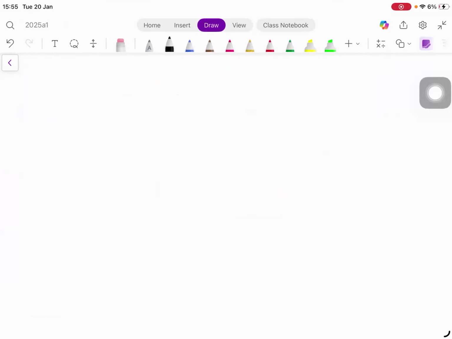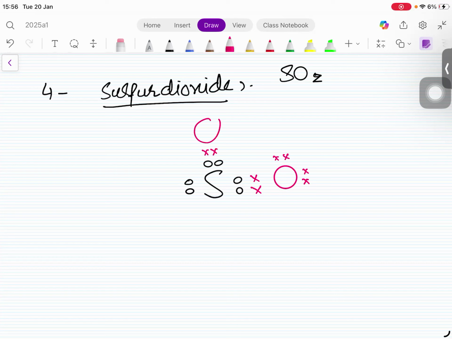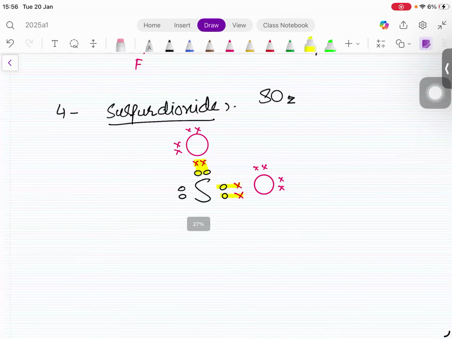So one oxygen comes. It has to share 2 electrons. Another oxygen comes. It has to share 2 electrons. This becomes sulfur dioxide. Okay? So now sulfur dioxide has 1, 2, 3, 4, 5, 6, 7, 8, and 9, 10 electrons.